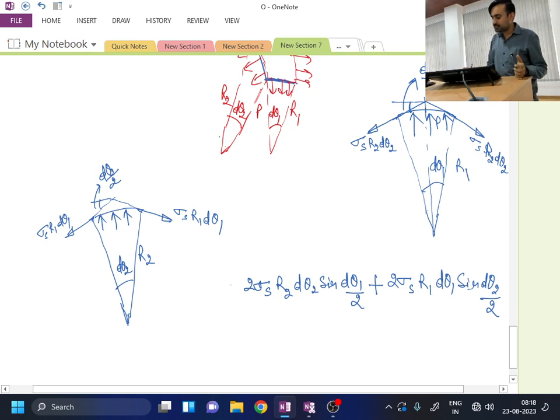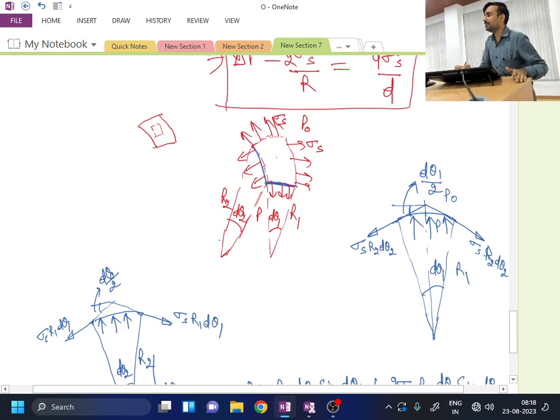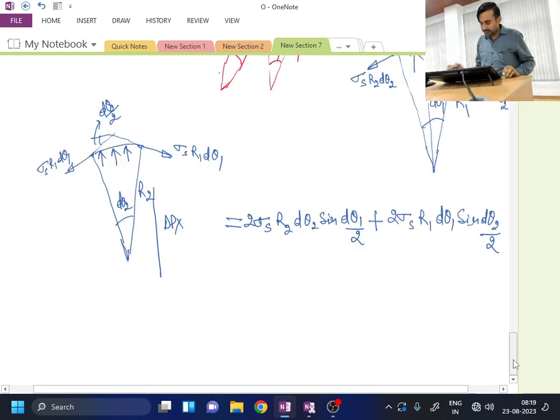Now this total surface tension force must be equal to the pressure force acting in vertical direction. So pressure force is how much? Delta P into area. What is the area? If you see the area of this surface, r1 d theta 1 is this side, r2 d theta 2 is this side. So the area of the surface will be r1 d theta 1 into r2 d theta 2. Is this point clear? So r1 r2 d theta 1 d theta 2. These are the areas.